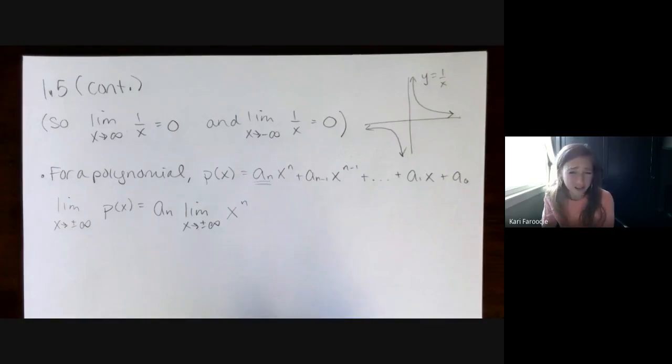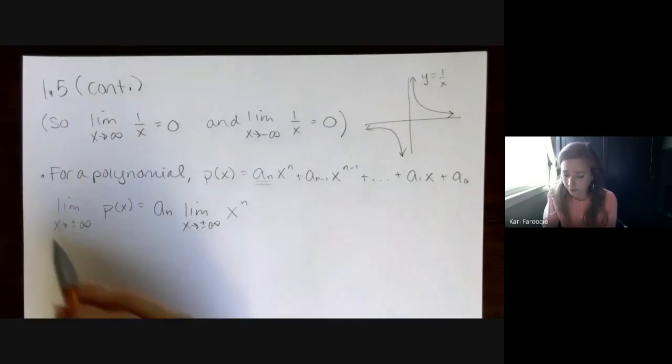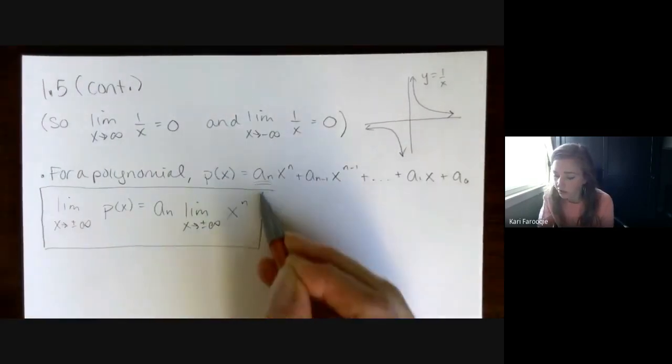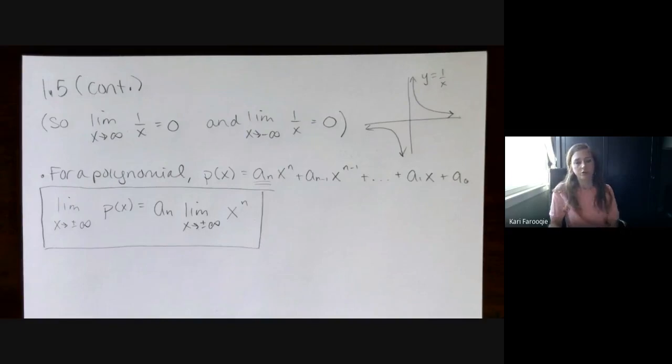You can highlight this and put a box around it if you want to. I'll put a box around mine. I feel like this one, once you start working on these limits, is going to be a little bit more intuitive, but you might want to box it off.